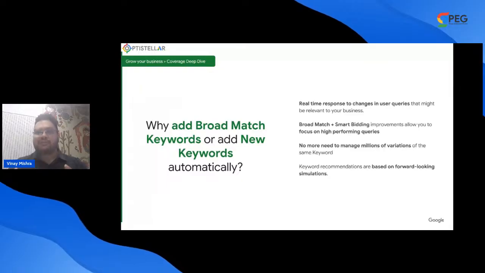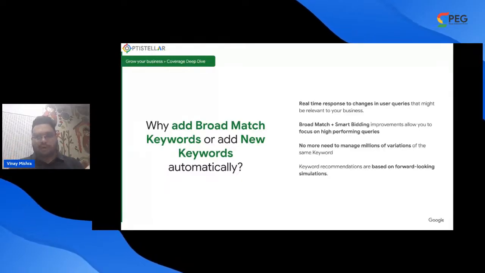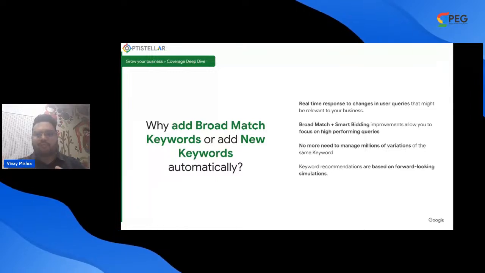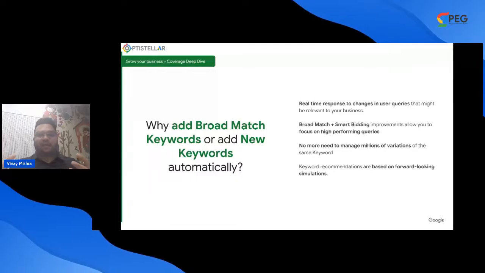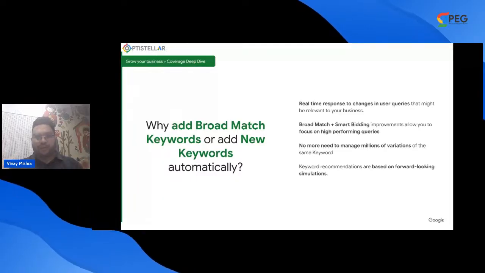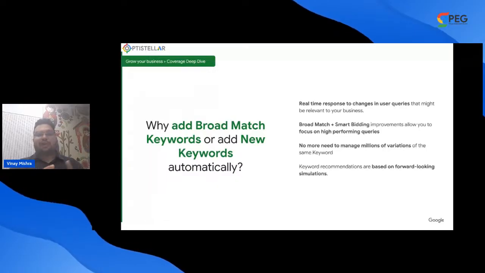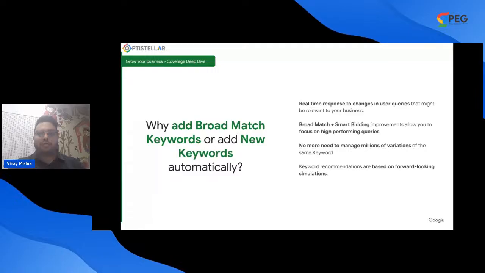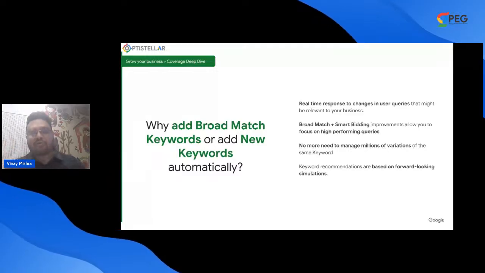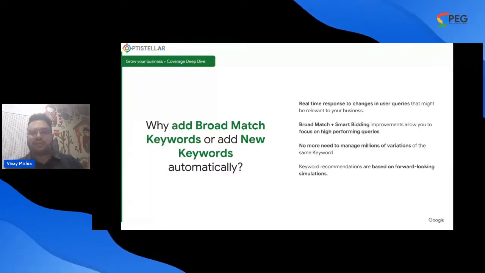Now, broad match plus smart bidding allows you to focus on the high performing queries. Using broad match, you will know what exactly is working well for your business, and at the same time what the users are searching for. This will help you understand what the high performing queries for your business are, and what specific keywords the users are mostly finding your business on.